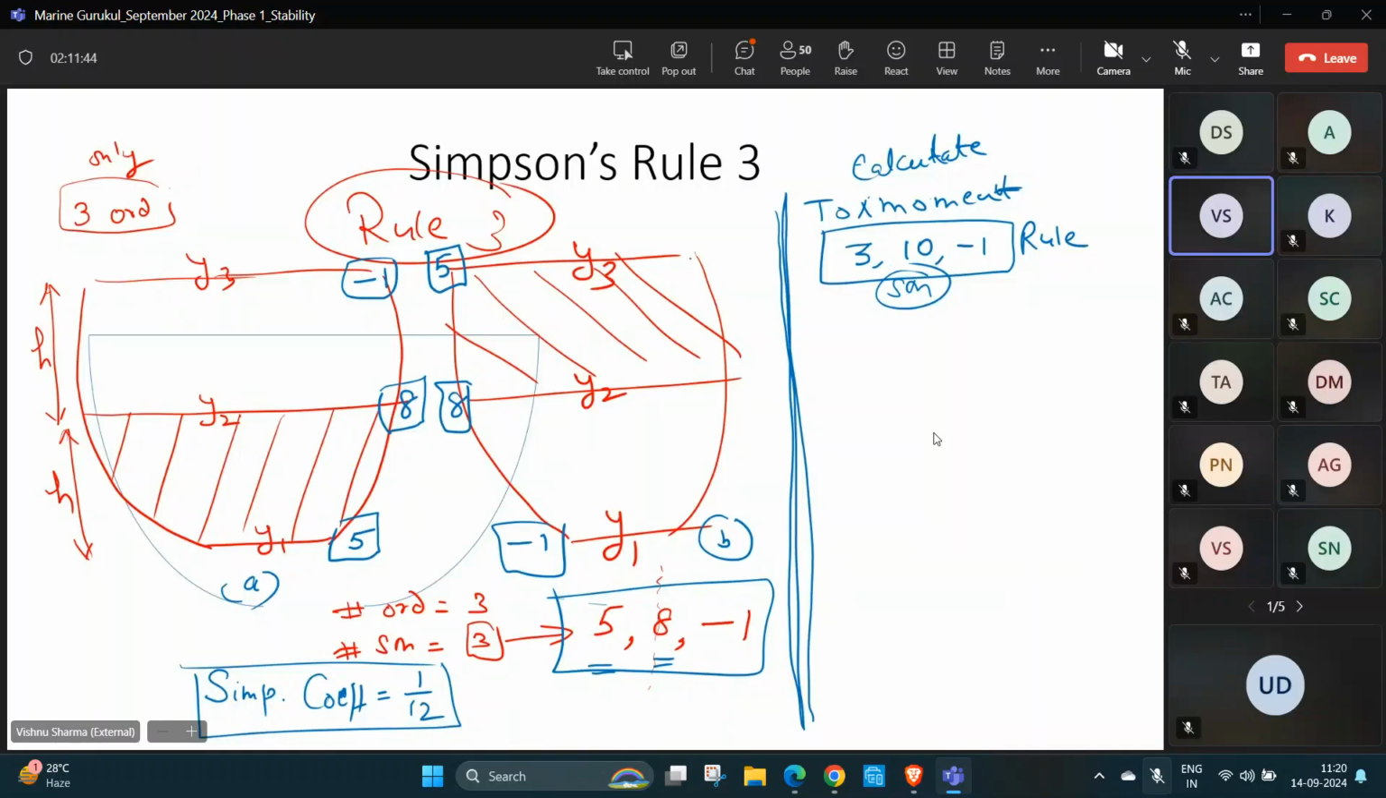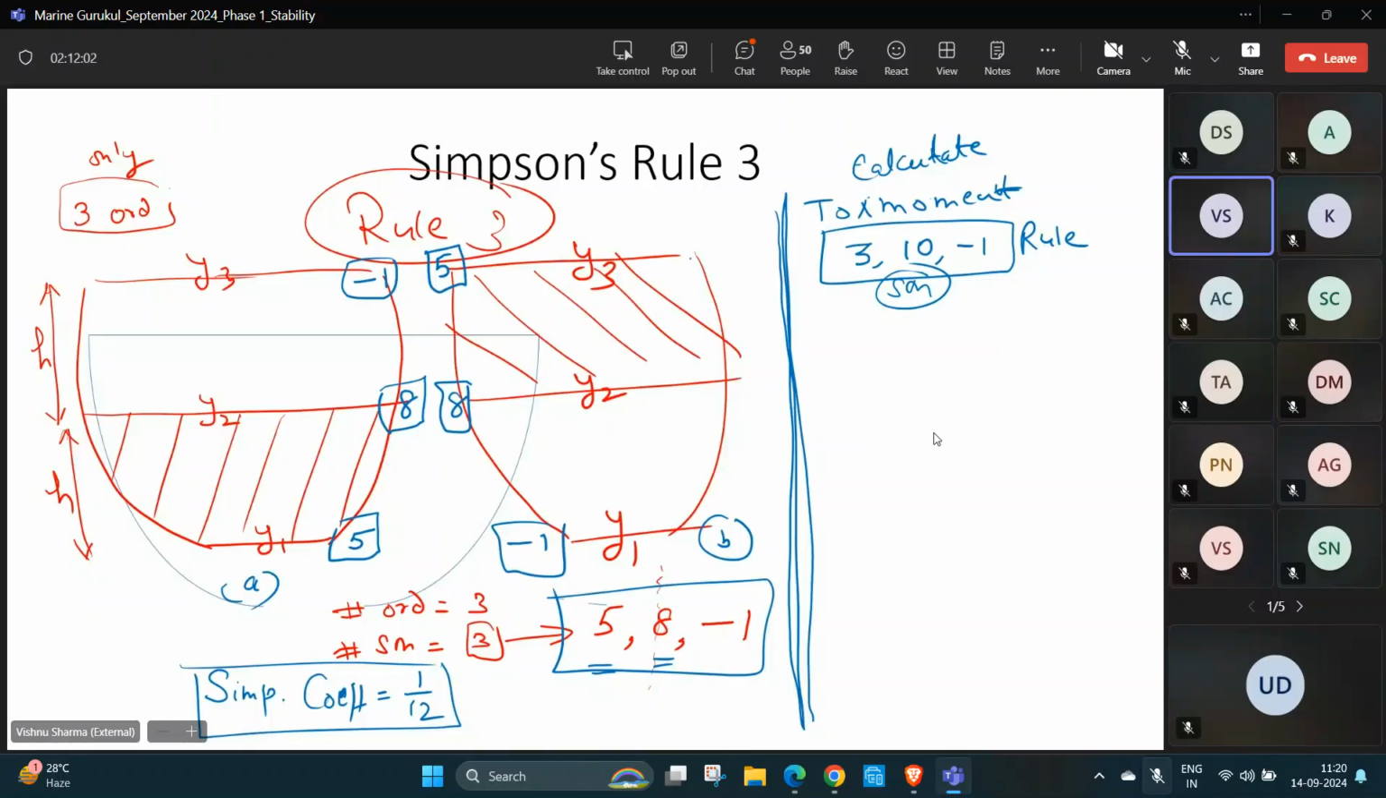Why are you writing SM? In the flow of things, we write SM, okay? But definitely it is not a Simpson's rule. Am I clear, beta? Yes or no? Clear, guys? Yes, sir.